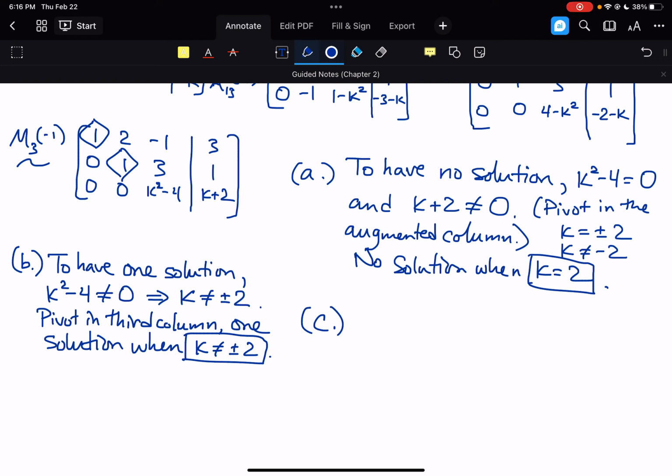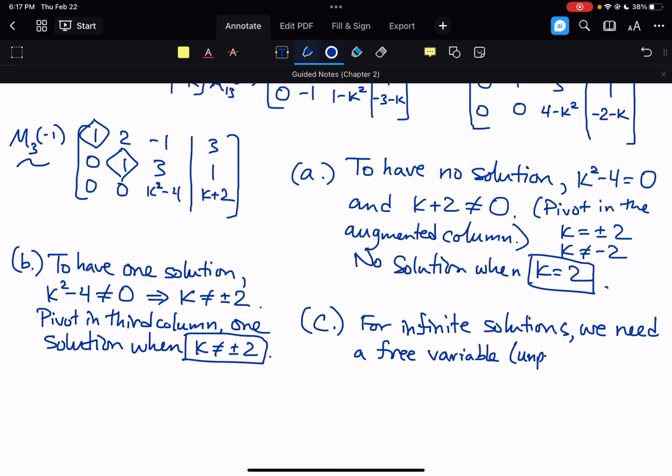And then part C, for infinite solutions. So we need a free variable. So an unpivoted column. So in other words, this needs to be a 0, so that we don't have a pivot here, so we have a free variable there. And this also needs to be a 0 so that we don't accidentally get a pivot in the augmented column.